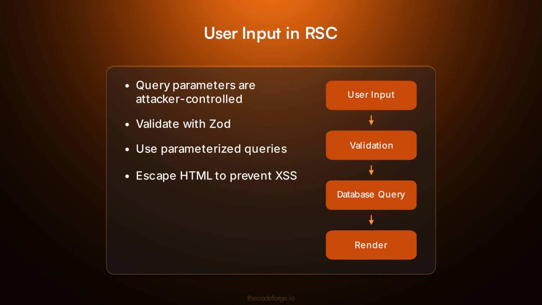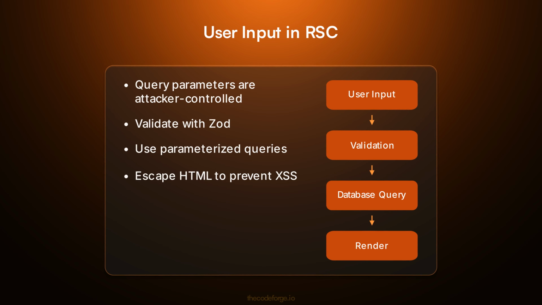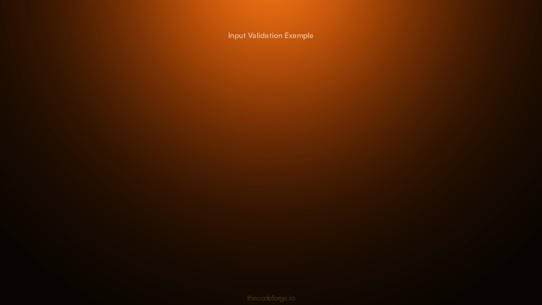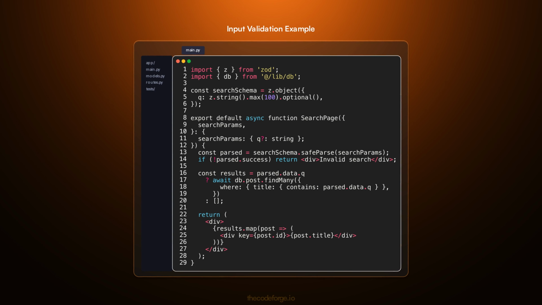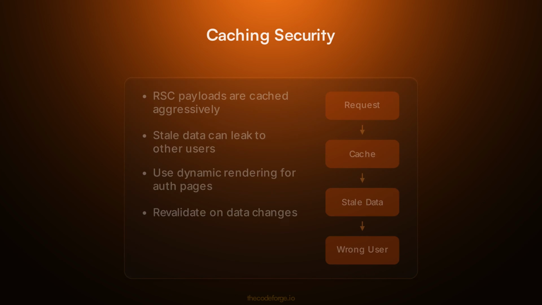Server components can read query parameters. Always validate them with a schema and use parameterized queries to prevent injection attacks. Here we validate the search query parameter with Zod and use Prisma's parameterized query. Invalid input returns an error, preventing injection.